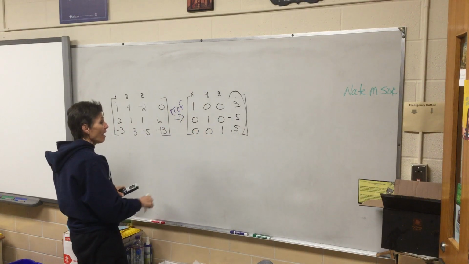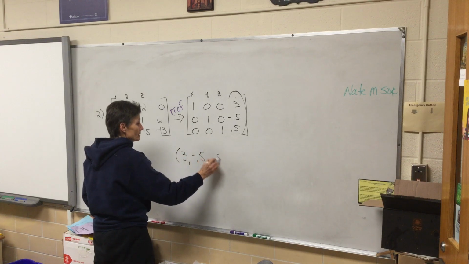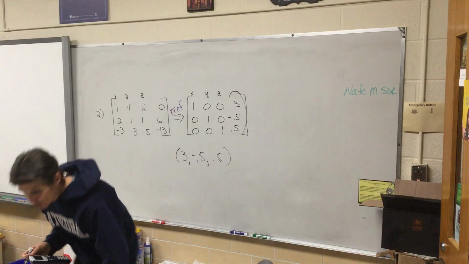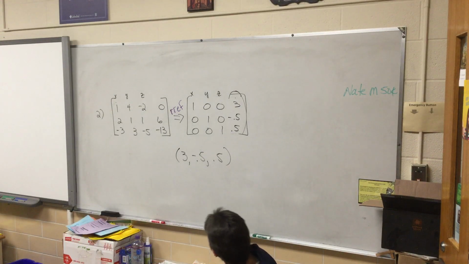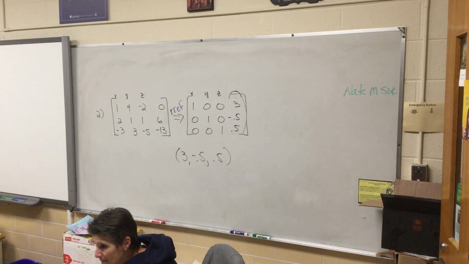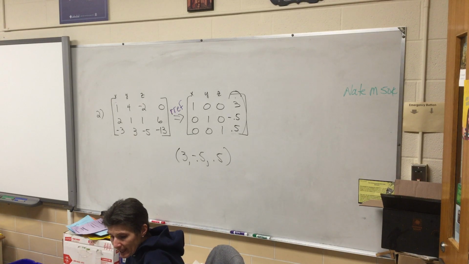Remember that last column is your answer. So these are decimals, but you could certainly do fractions if you prefer. I got 3, -0.5, and 0.5. Is that what you all got? Caroline, you follow all that? Thumbs up, okay.